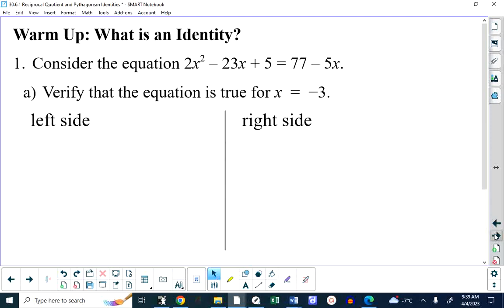As a warm-up, this is going to teach you what an identity is. Consider this equation. This thing that I'm going to highlight is an equation.